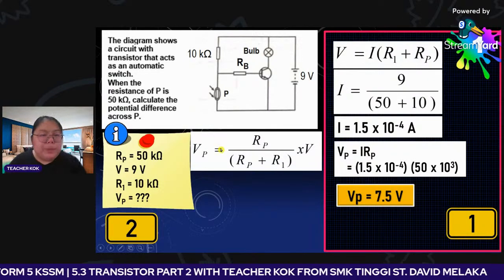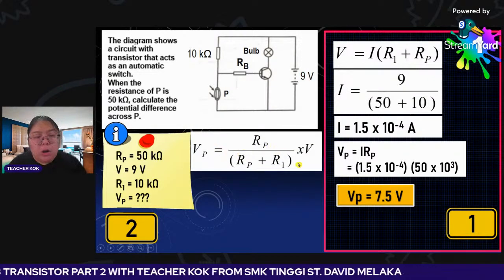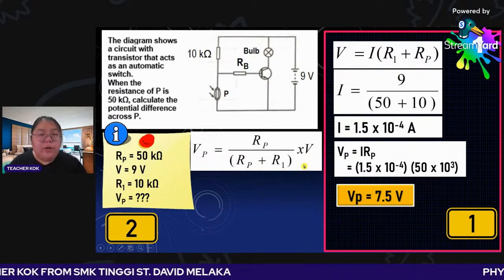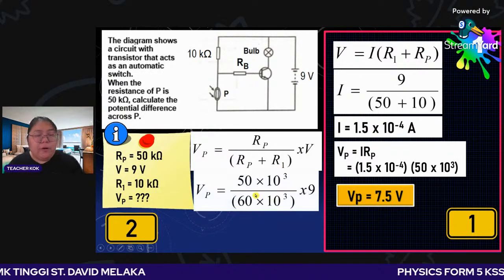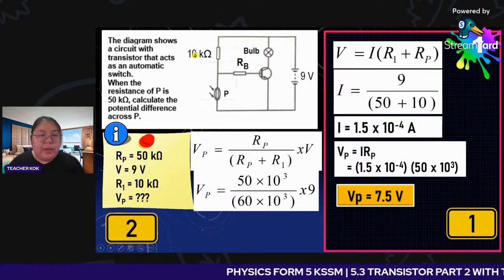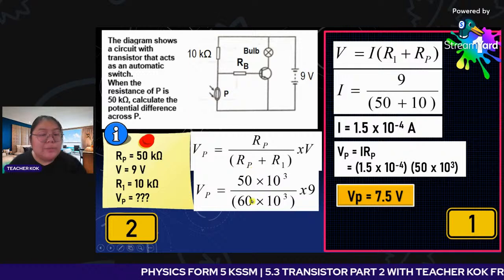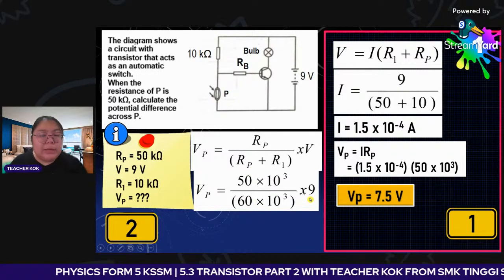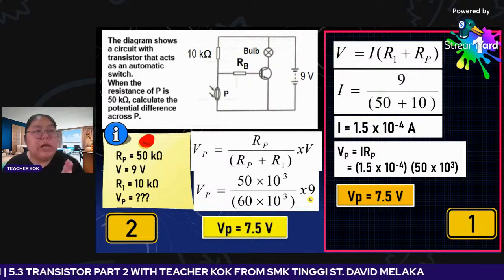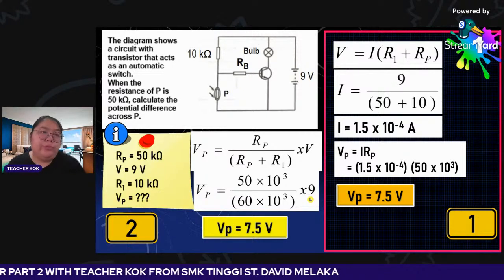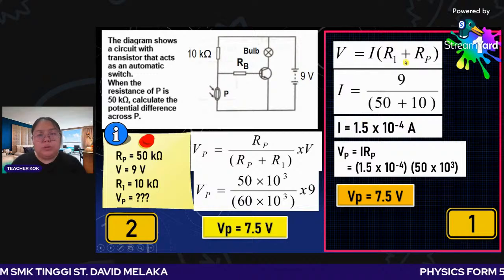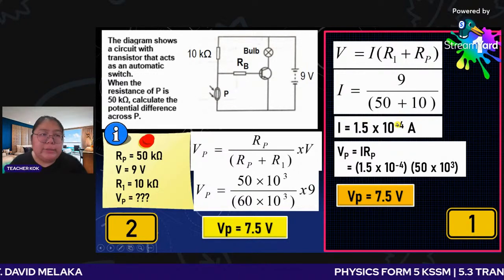Okay, so Vp equals Rp over Rp plus R1, multiply the V. From here, we just put in all the info. Okay, 60, because I take 10 plus 50, which becomes 60 already. Then multiply the 9 volt. Final answer is still the same, 7.5 volt. So this one is a bit simpler. You don't need to do so many calculations like this.